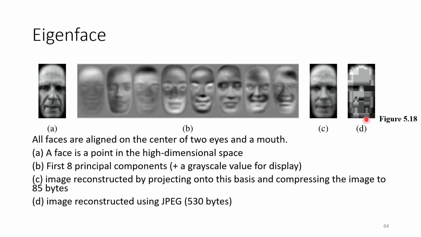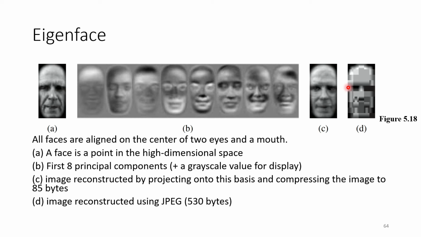And then what is this? This is the JPEG compressed image. This image used 530 bytes, and which quality is better? I think there are many artifacts on this. So what is principal component analysis?